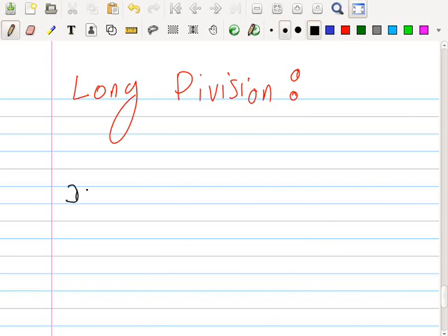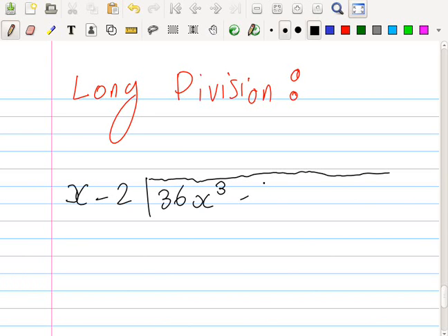So x minus 2 into 36x cubed minus 59x squared minus 25x minus 2.